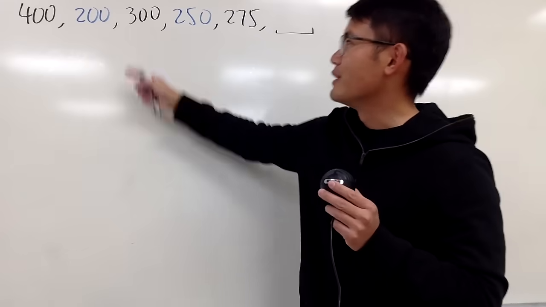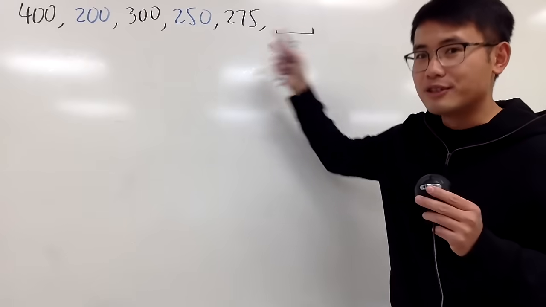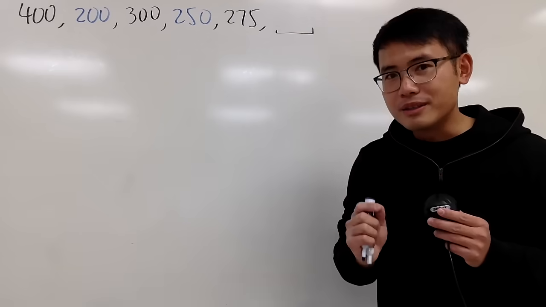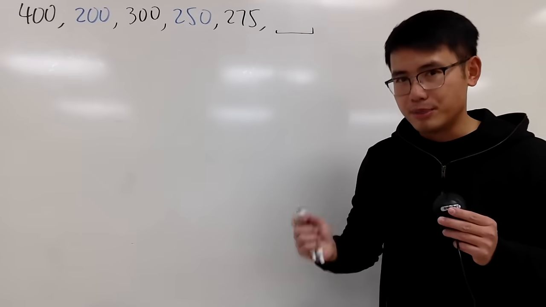200, and then 300, and then 250, and then 275, and so on. How would you figure this out though? Remember, the deal is that we are going to always meet in the middle.